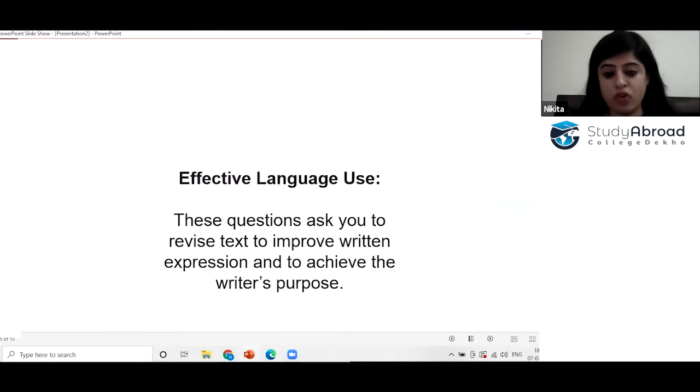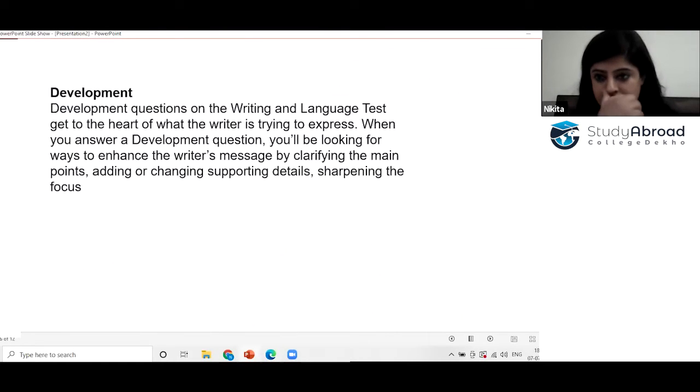Before saying how we are supposed to do it, let us read something about it. The type of the question is development. That means it is developing what is said earlier, what is coming up next, how the language should develop. Development questions on the writing and language test get to the heart of what the writer is trying to express. It's very important for us to keep this in mind, to target what the writer is actually trying to express. When you answer a development question, you'll be looking for ways to enhance the writer's message by clarifying the main points.